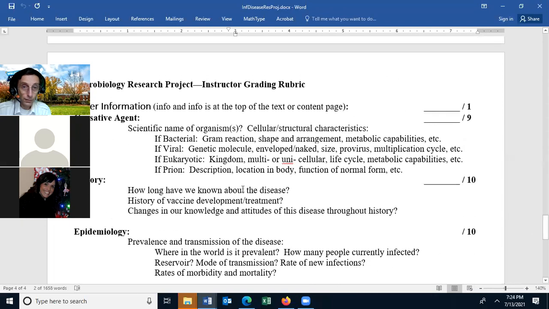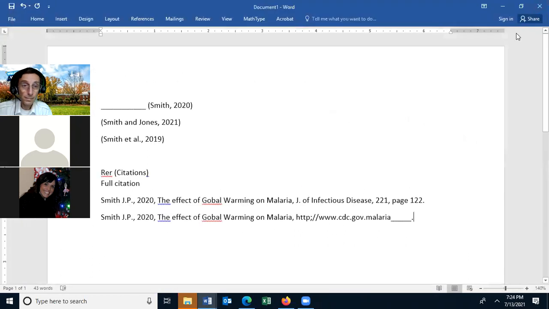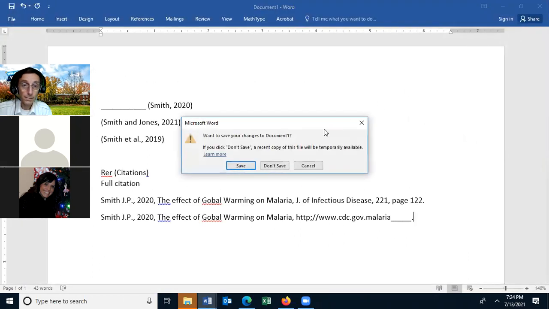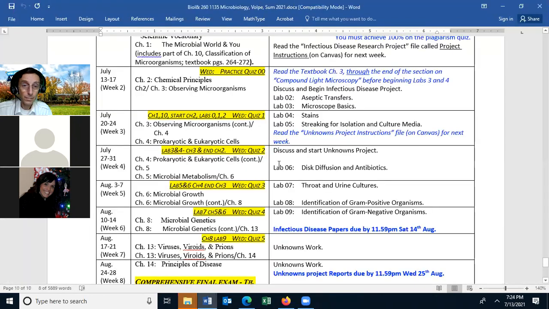And when you do it, you should look at this for how I'll grade the paper. All right, any question about the infectious disease research project? All right, it looks like everybody's clear on it. And that paper will be due August 14th. It will take you some time to do it, so you should get started soon. Doesn't have to be right away.